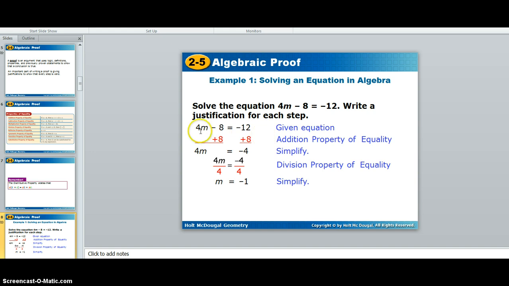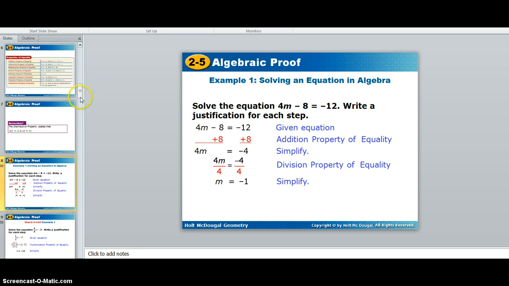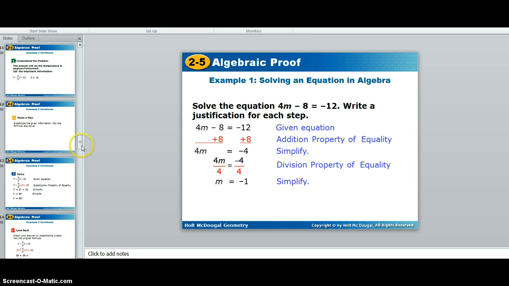Now, how do we go from 4m minus 8 equals negative 12 to 4m equals negative 4? We added 8 to both sides, and then we simplified after adding that 8. That's how we justify that step: we simplified to get there. The next thing we would do is divide by 4 to solve, and that was our division property of equality. If you divide both sides by the same thing, you'll still have equal quantities, and then you simplify. So all the blue on the right-hand side are the steps you're going to list on a lot of the two-column proofs. It depends on the textbook you have.